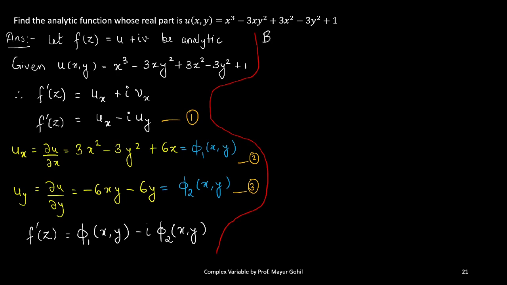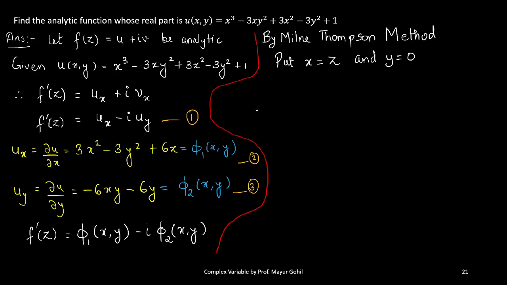By the Milne Thompson method, we put x equal to z and y equal to 0. Therefore f dash of z is phi1(z, 0) minus i times phi2(z, 0). Basically in equation number 2, wherever we see x, we write z, and wherever we see y, we write 0. So for the first part, phi1(z, 0), we do that substitution.